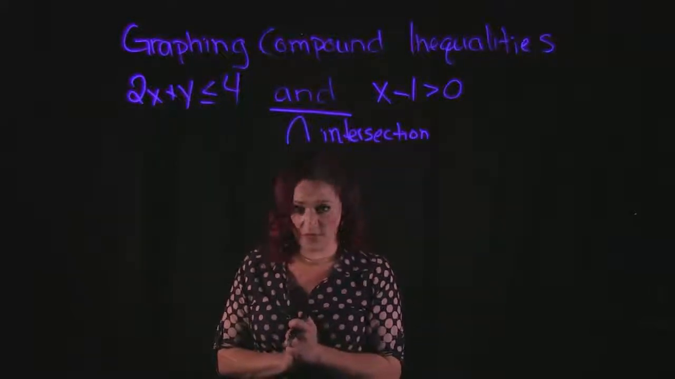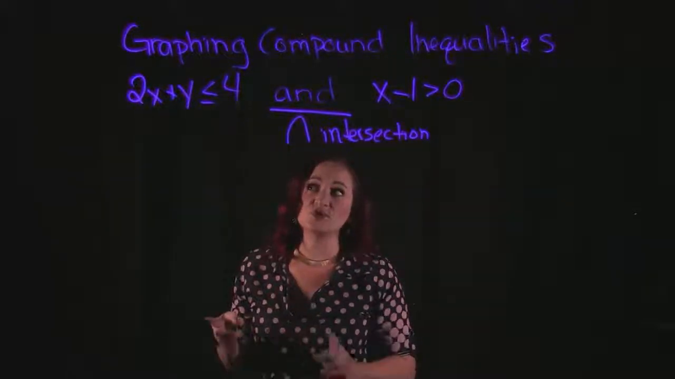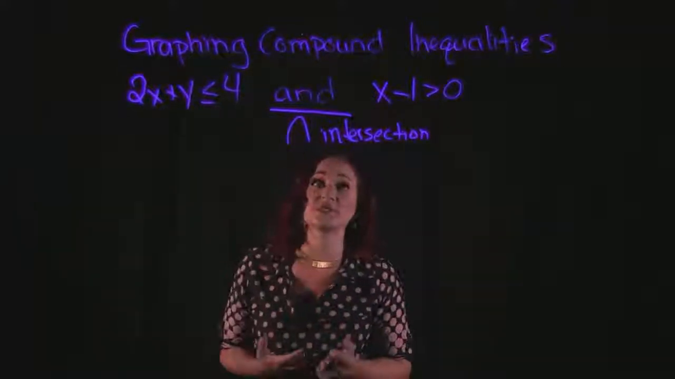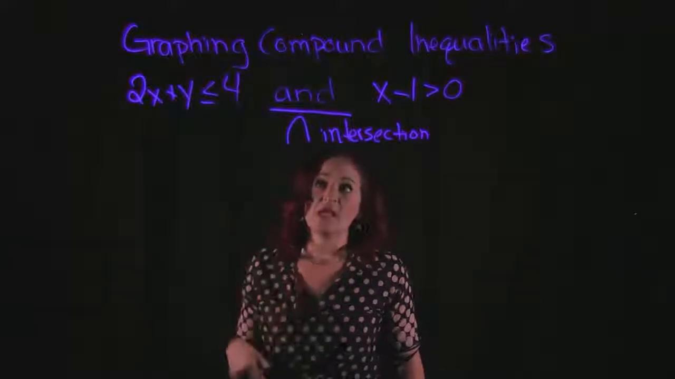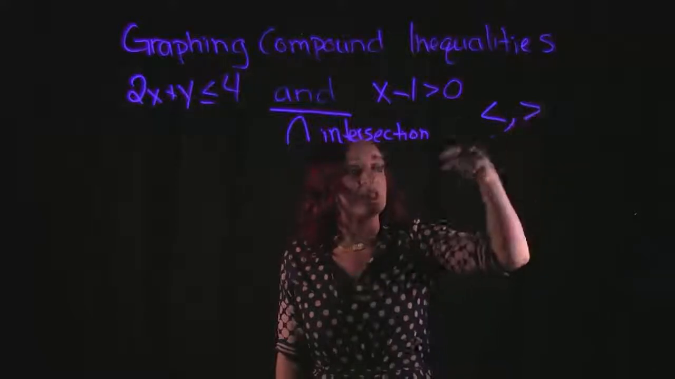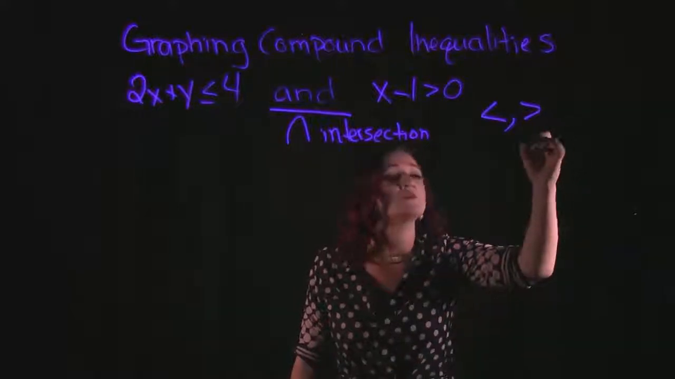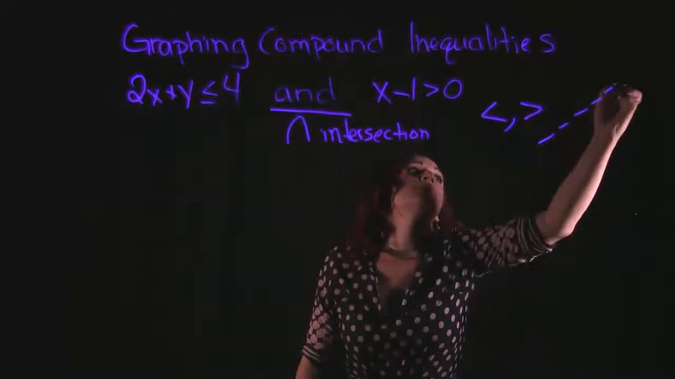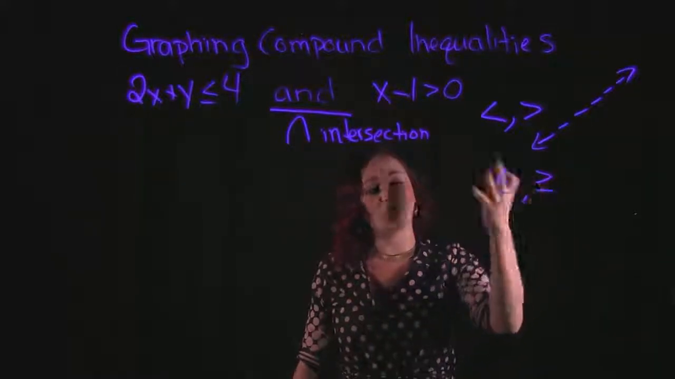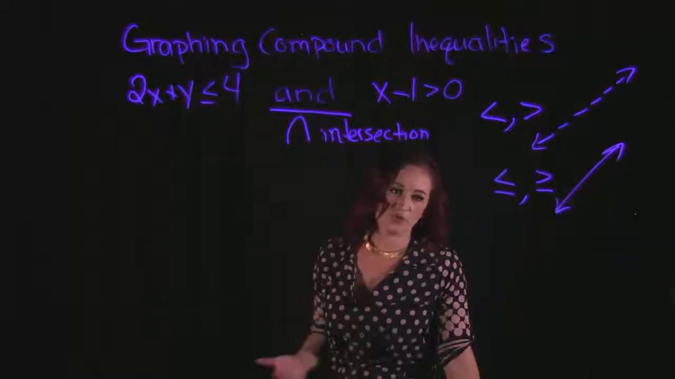There are a couple of other things we need to be aware of when graphing linear inequalities. The big difference between inequalities and linear equations is the kind of line we're going to draw. If you're given the less than or the greater than symbol, your line needs to be represented by a dashed line. But if you're given the less than or equal to or greater than or equal to symbols, that represents a solid line in your graph.